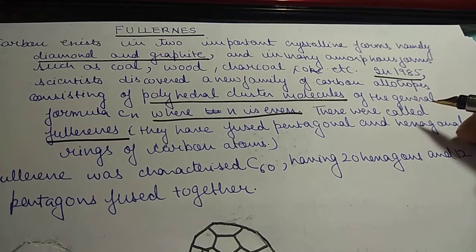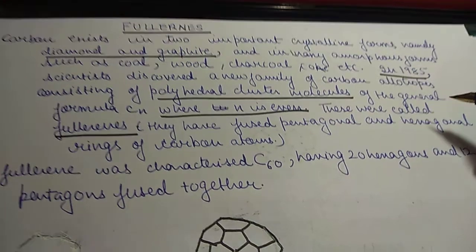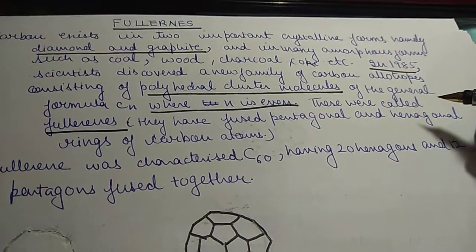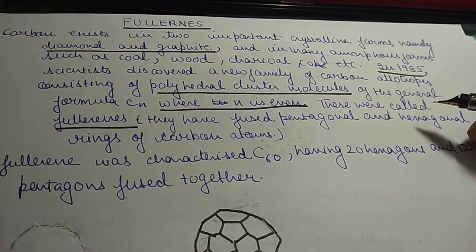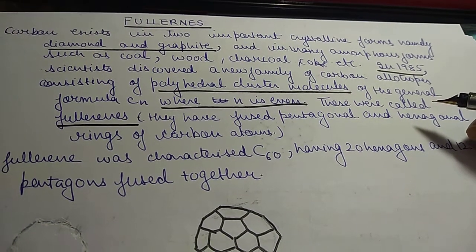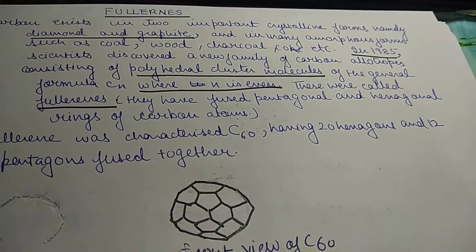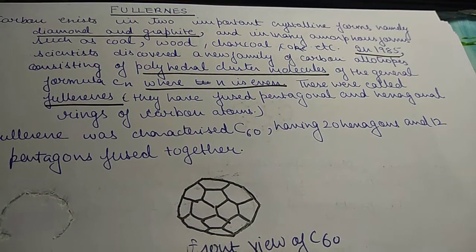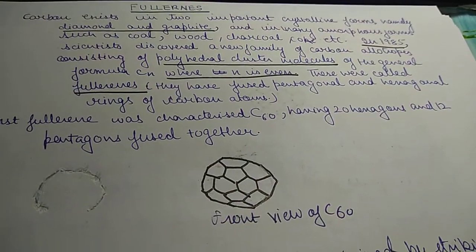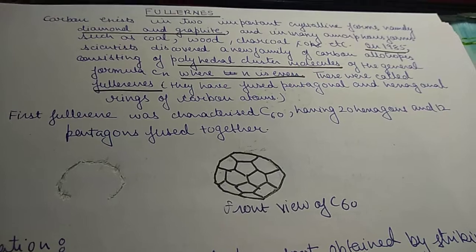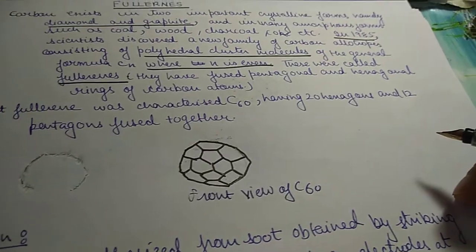of general formula Cn, where n is even, that is an even number. These clusters of polyhedral molecules were called fullerenes. They have fused pentagonal and hexagonal rings of carbon atoms. The first fullerene was characterized as C60. It has 20 hexagons and 12 pentagons fused together.